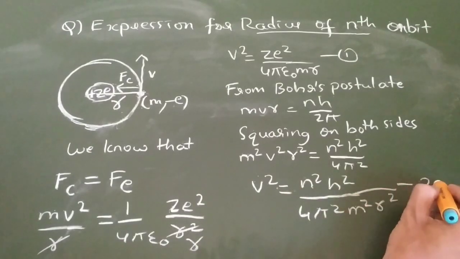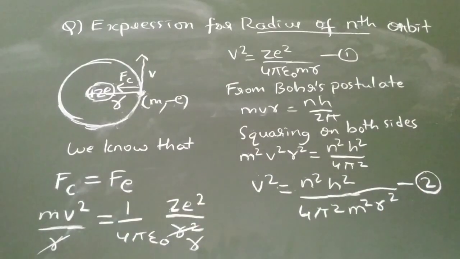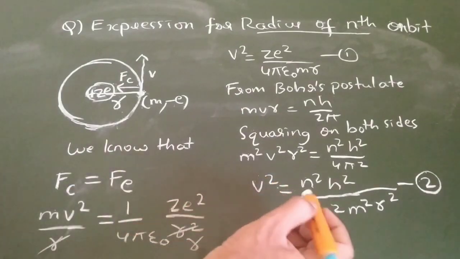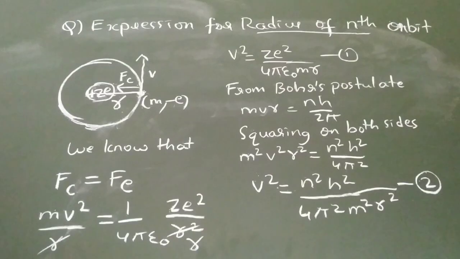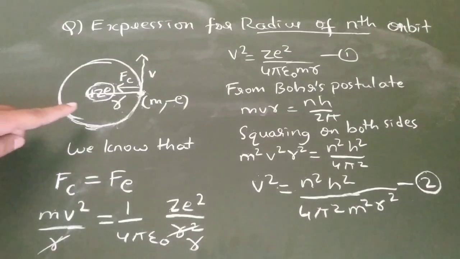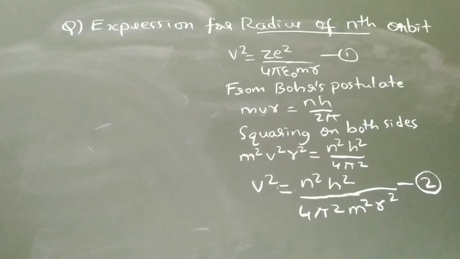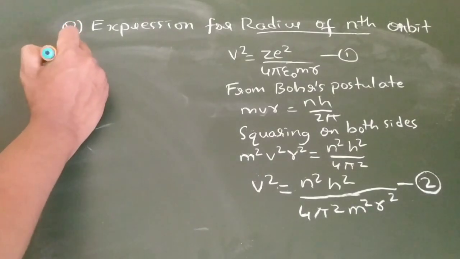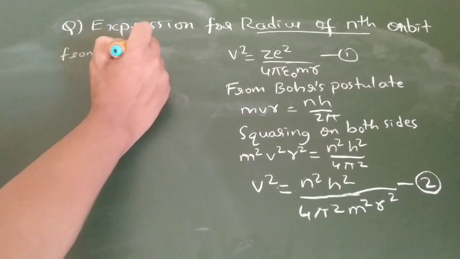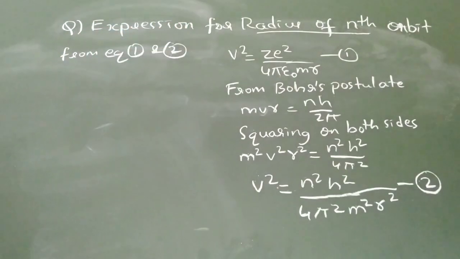Let us take this equation as 2. Are you getting that? v square is equal to n square h square divided by 4 pi square m square r square. So from equation 1 and 2, if I rub this side, I am going to rub this side. I believe you can understand. Okay, from equation 1 and 2, what I am going to get?